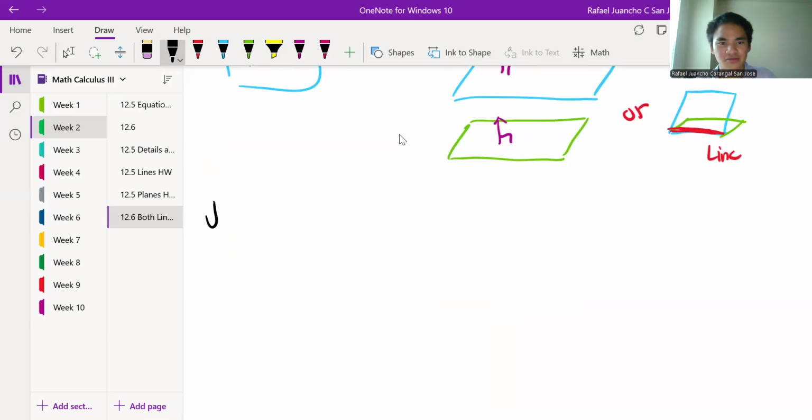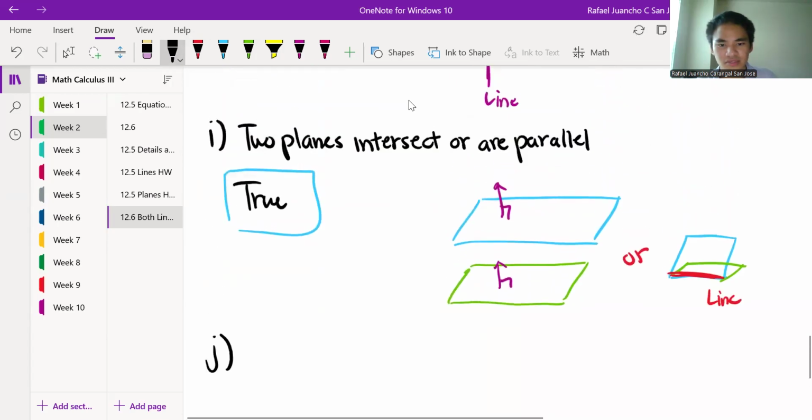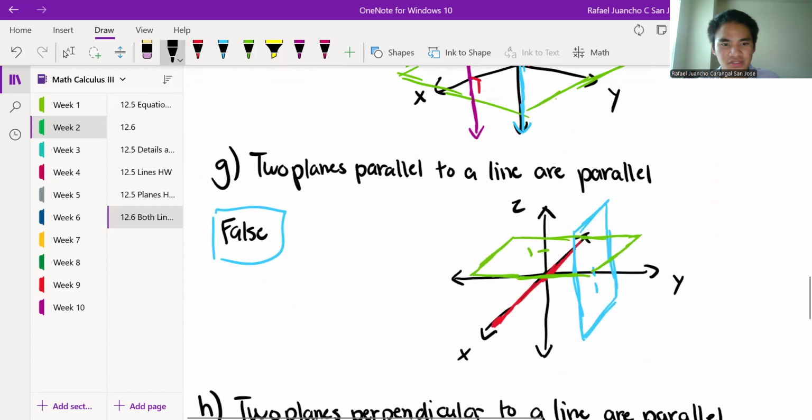Okay, let's go. For I, this is true. For H, it's true, right? Yeah. For G, it's false. Okay, let's go to J.